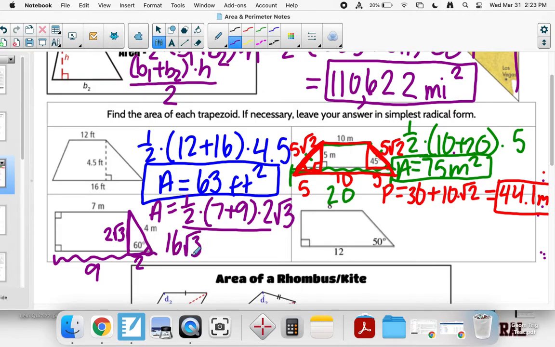I didn't get that. That's because you put it in a calculator. I said not to, but it's fine. So if you take 16 times the square root of 3, you get about 27.7. And what are our units? Meters squared.